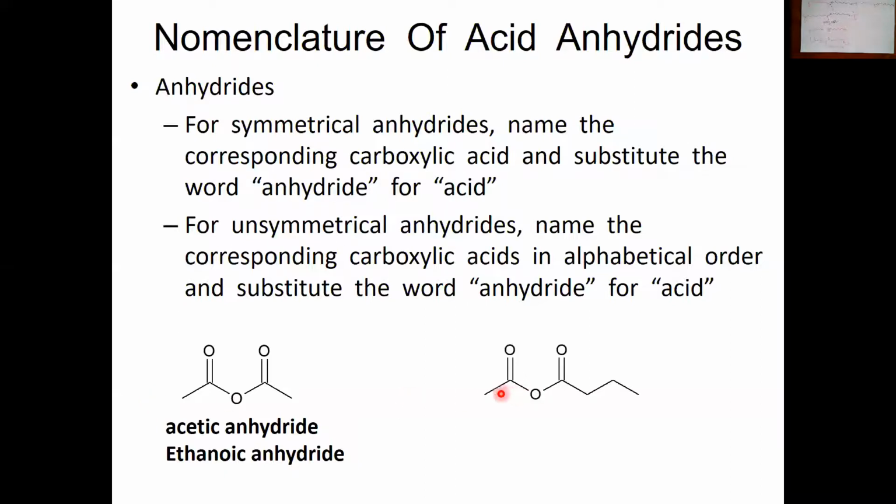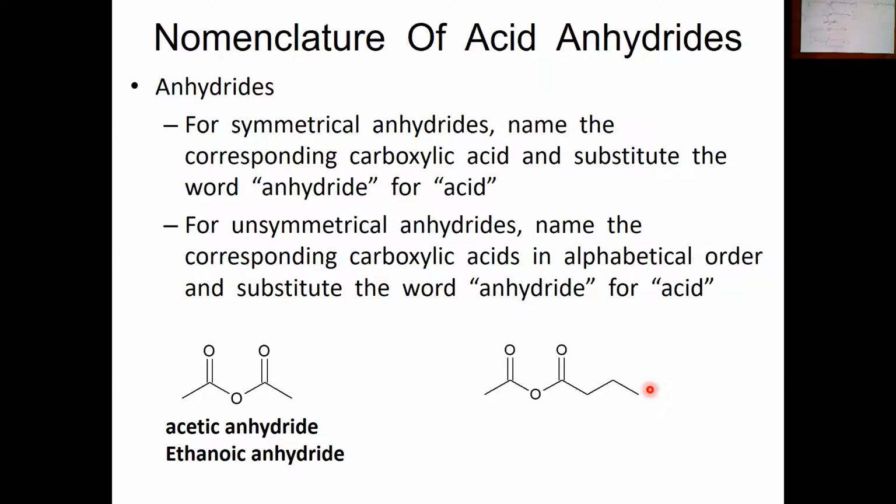This one over here is a little bit different because there's 2 carbons on this side and 4 on the other. So this side is acetic, common name. This side is butyric, common name. So put them together in alphabetical order. This is acetic butyric anhydride.